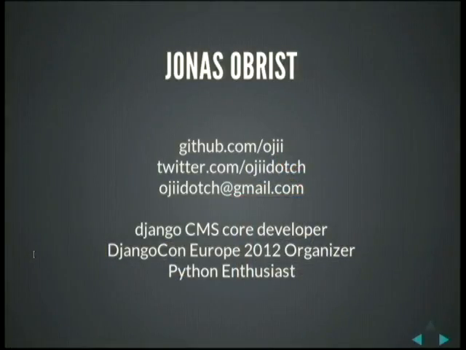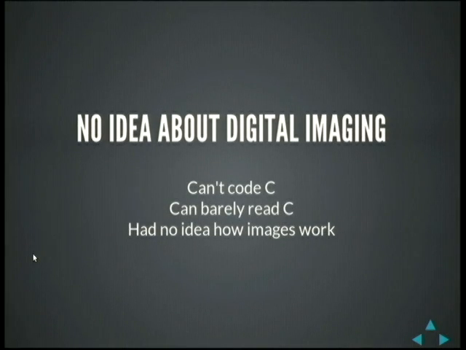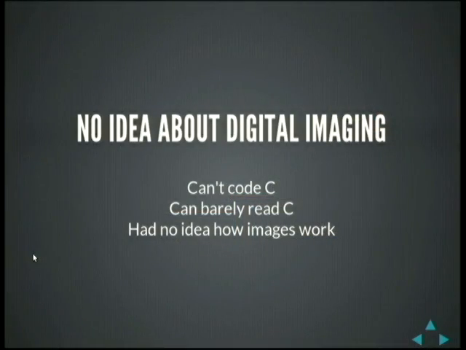We're going to talk about processing images in Python. And there's a little caveat here. I had no idea what a digital image actually is. I can't code C, and most of the existing imaging stuff out there is C. I can barely get by reading some C, but as soon as it gets complex like libjpeg, I'm just lost. So this talk is going to cover how I went from this state to knowing a tiny little bit about what images are and how they work, and how we can work with them in Python.